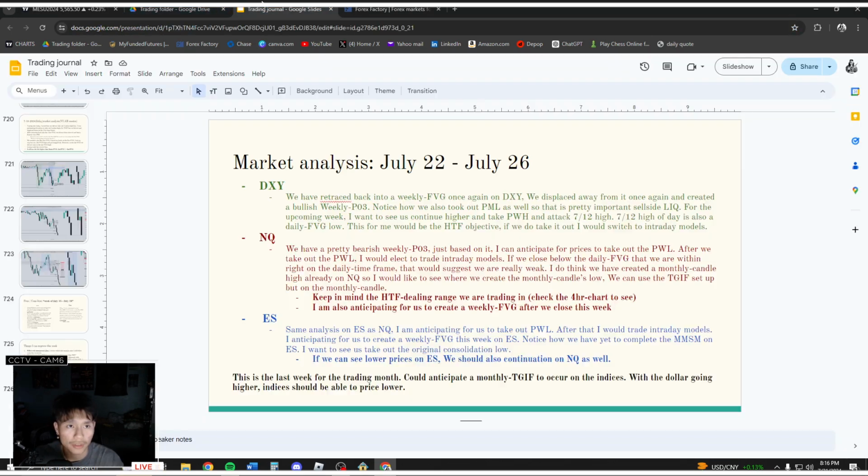Let me see, is there anything else I'm missing? So same analysis on ES as NQ. We are anticipating for us to take out previous week's low. After that, I would trade intraday models. So the higher time frame, or the weekly objective at least for me coming into this week, is previous week's low. I am anticipating for us to create a weekly fair value gap this week on ES as well.